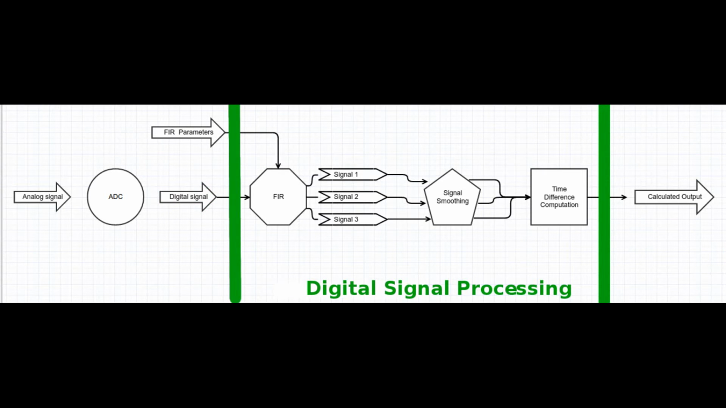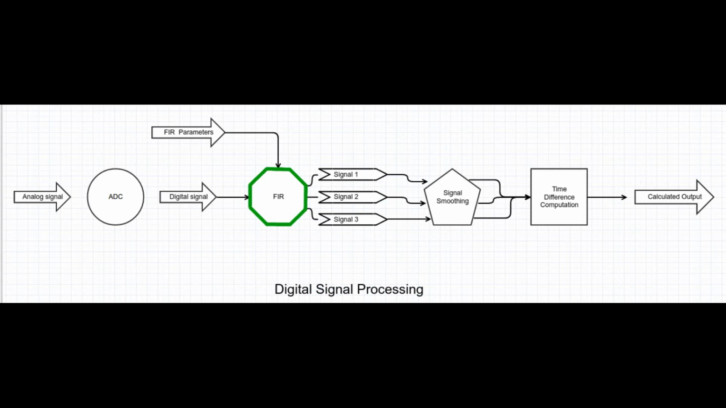Next, the digital signal is passed on to the digital signal processing portion of the algorithm, in which a finite impulse response, also known as FIR, filter is applied to separate the 3 signals with varying frequencies. We optimized the filter parameters as well as the parameters used to generate the signal so that we could reduce the overall error of the system. After the 3 signals pass the FIR filter stage, they are smoothed and further processed to estimate the time difference of arrival of each signal.